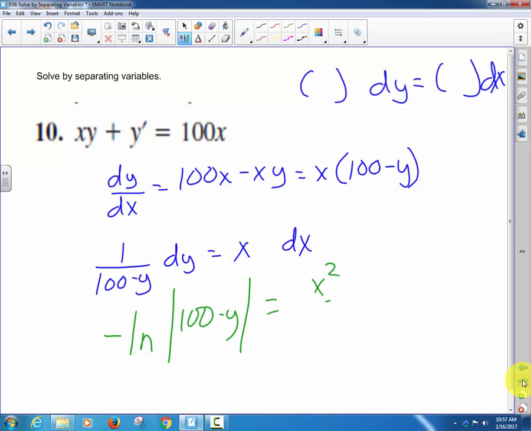equals x squared over 2 plus C. And you can't leave it there because we don't traditionally leave it with an ln there. So see if you can solve that out for y and get y equals something in the end.